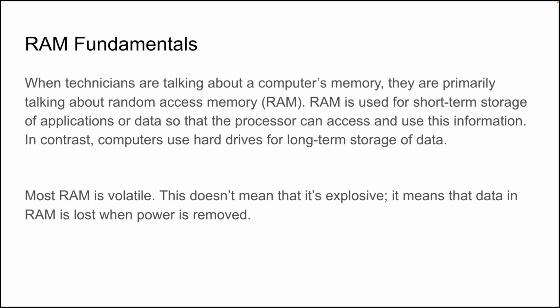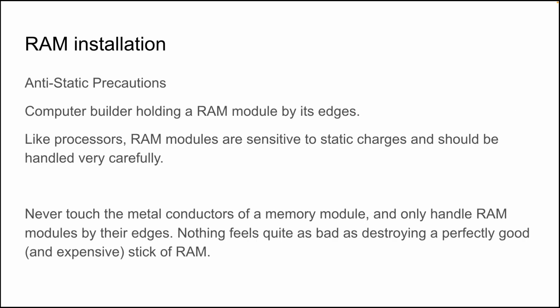When technicians are asked about the computer's memory, they're primarily talking about random access memory. RAM is used for short-term storage of applications or data so that the processor can access and use this information. In contrast, computers use hard drives for long-term data storage. RAM is volatile. This doesn't mean that it's explosive, it just means that the data in RAM is lost when power is removed, and we want to keep reiterating that. So if you have something stored on your RAM, it's gone once you lose power.